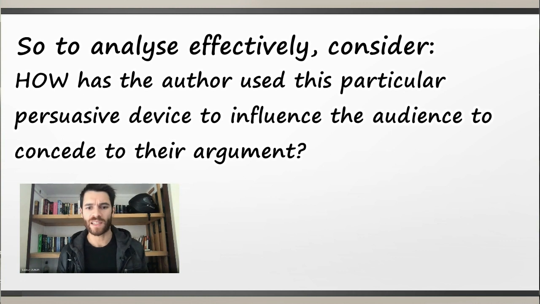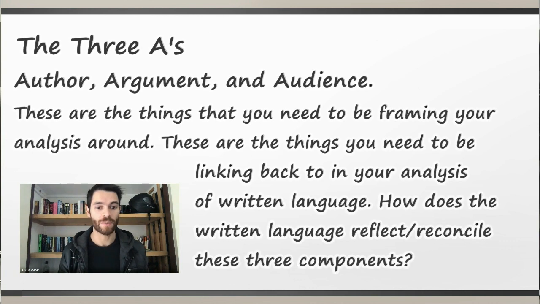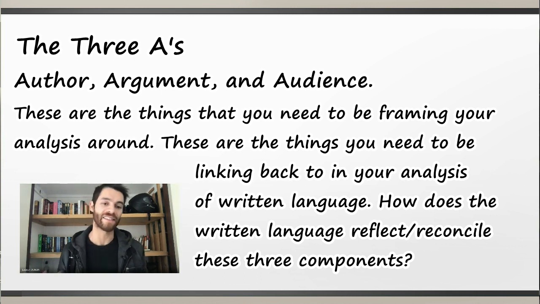Now, the question that you should be asking yourself, because this is what the nature of your analysis should be, is how has the author used this particular persuasive device to influence the audience to concede to their argument? Now, those are the 3 A's, okay? Remember that. Analysis is comprised of the relationship between the 3 A's: author, argument, and audience. How is the persuasive device bridging a gap between these 3 things? Interpret the relationship between these 3 things and how persuasion specifically has been used to bridge the gap between these things, and that's your analysis. When you analyze a persuasive device, go to the 3 A's. If you're not linking to one, or ideally all 3 of those things, then what you're doing is not analyzing, at least not the kind that we're looking for.